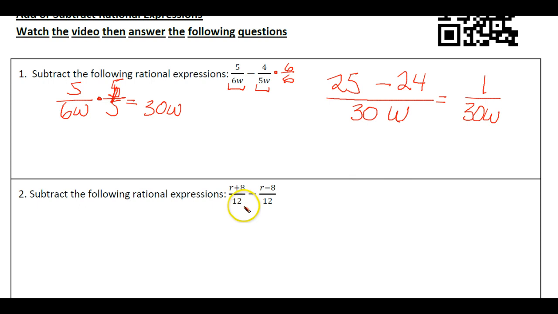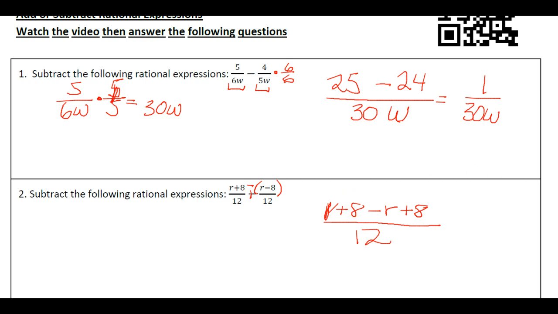Now, if the denominator is already a common denominator, we just write our common denominator, and then this part, r plus 8. Now, we could change this to a plus here, put a parenthesis around that, and put the negative in front. That's okay to do. So now we have to change both of these signs. So this is a negative r and a plus 8.